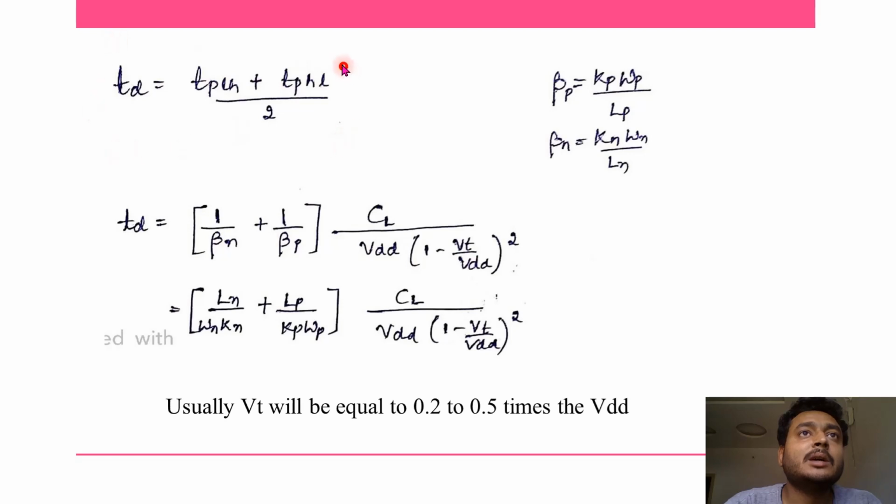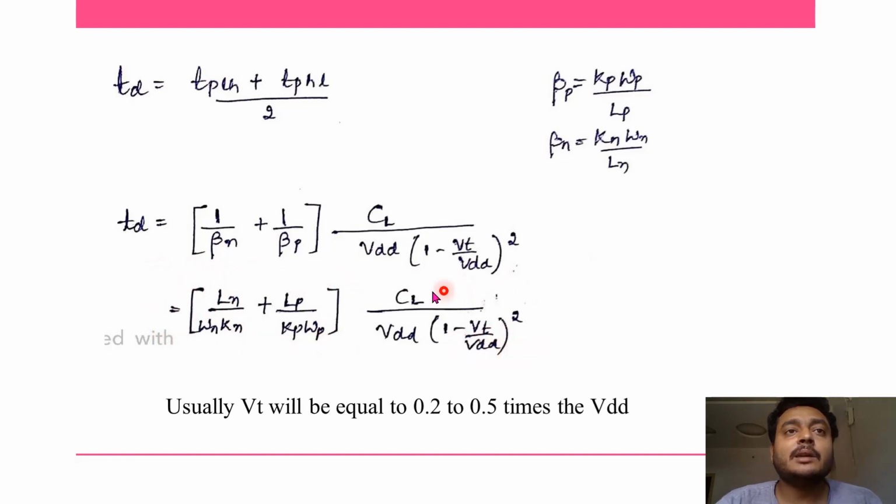If you substitute the previous equations into this equation, essentially what I'm doing is replacing the values of beta n and beta p. Beta is nothing but k W by L. In this case, beta p means kp Wp by Lp, and beta n means kn Wn by Ln. So it will become reciprocal here, Ln divided by so on. This is the delay equation you're going to get.